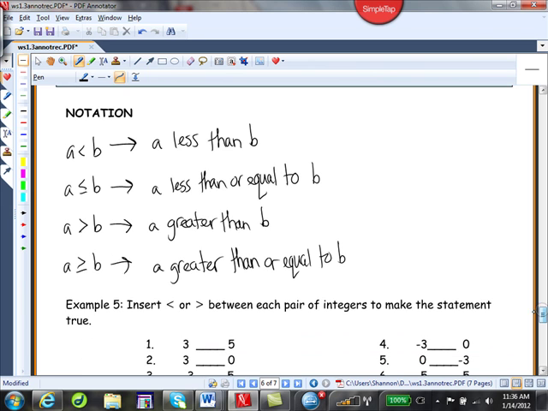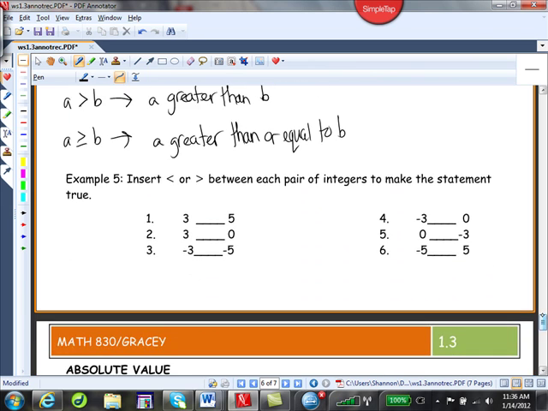So let's do our next example. We want to insert a less than or greater than between each pair of integers to make the statement true. So go ahead and try this one out. See how you do. Okay. So 3 is to the left of 5 on the number line, so 3 is less than 5. But 3 is greater than 0.